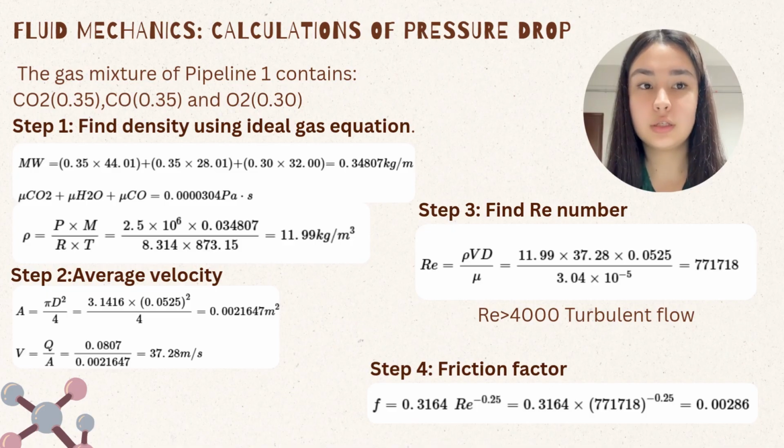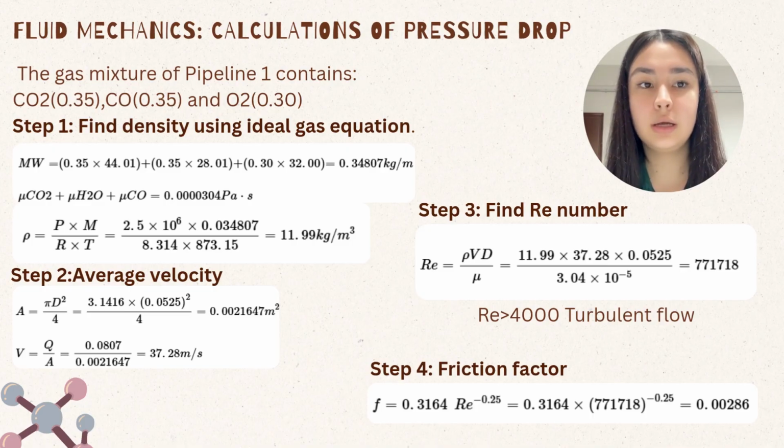First, we look at the process diagram to see where the pipe starts and ends, what gases are inside, and what the temperature and pressure are. For pipeline 1, the gases are CO2, CO, and O2. The temperature is 600 degrees Celsius and the pressure is 25 bar.